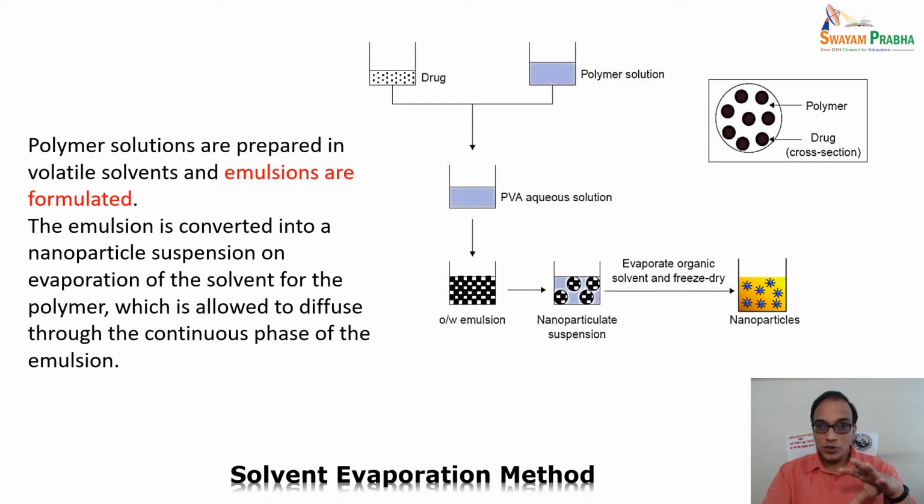In this method, polymer solutions are prepared in volatile solvents. The volatile drug and polymer solution are taken and their emulsions are formulated. The emulsion is converted into a nanoparticle suspension on evaporation of the solvent for the polymer, which is allowed to diffuse through the continuous phase of the emulsion. This ESD is done and freeze drying is done, and then the nanoparticles are obtained.